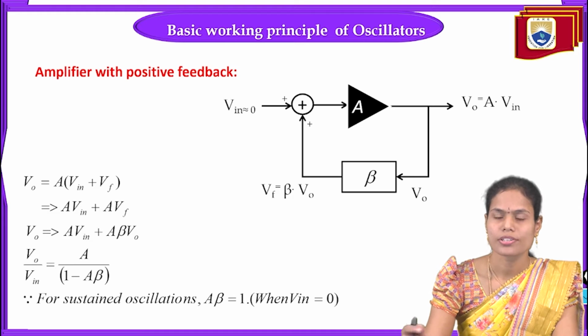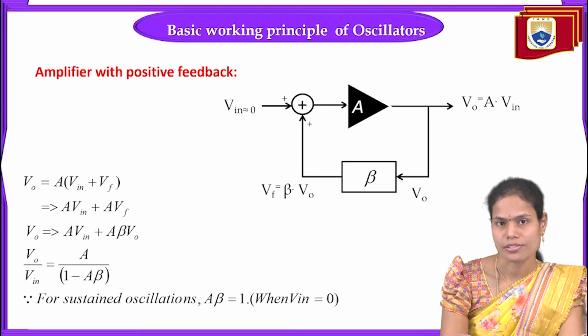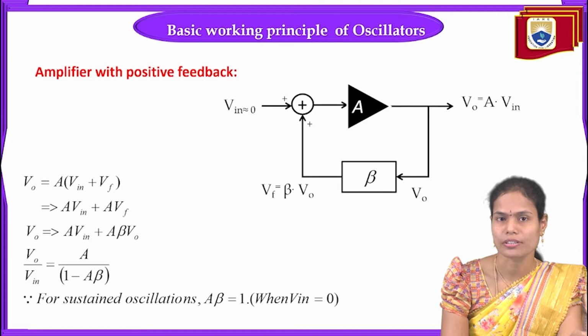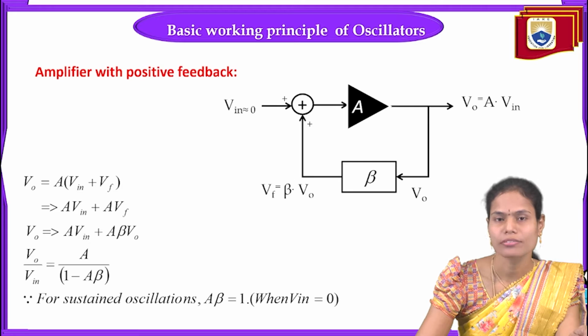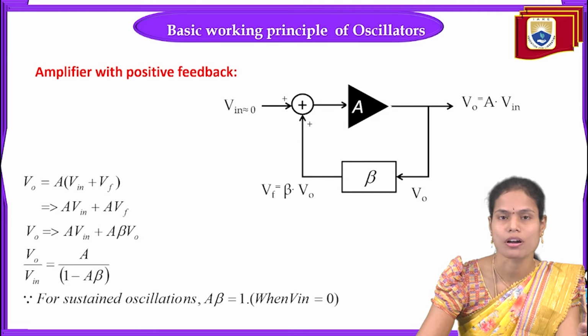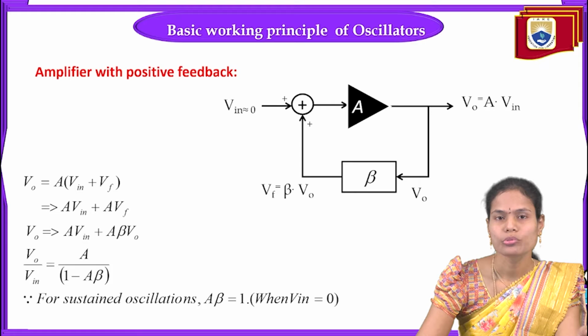Why are we moving to the oscillator even though we have the amplifier? The function of the amplifier is to amplify the applied input signal. So at the output of the amplifier, we can expect the amplified version of the applied input signal. But along with that, we are getting some distortion or noise also. In order to remove that distortion and noise, we introduce feedback to the amplifier.